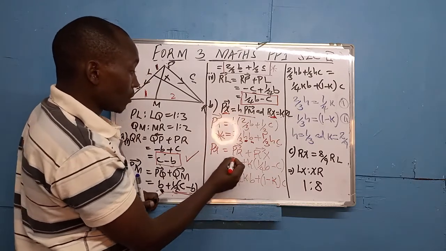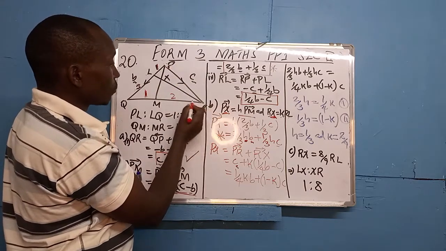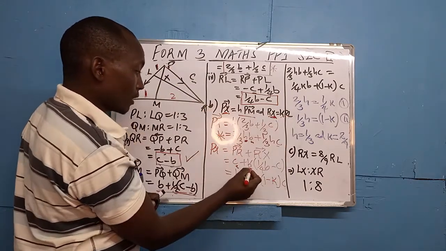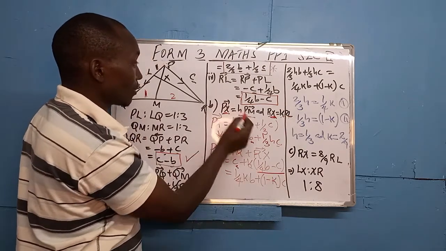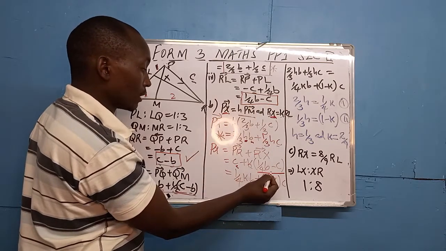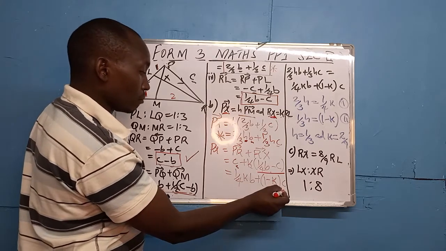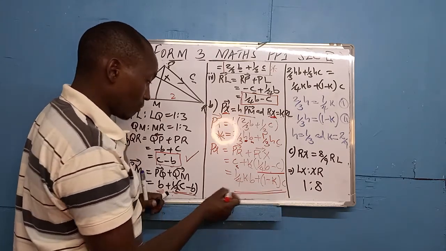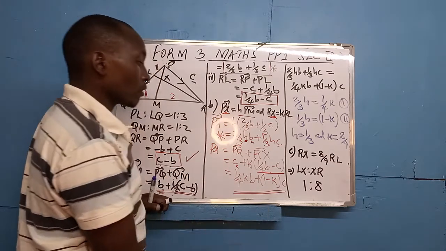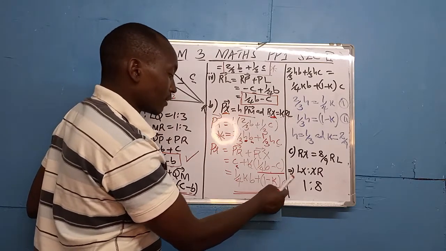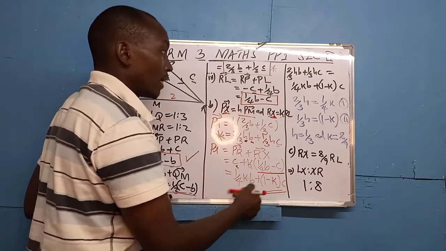Going ahead with that, PR we know is C. Then this one we know is K of RL. RL we already had here, so we only need to lift it from here and fix it here. We open the bracket, and simplifying, it will finally be equal to a quarter KB plus 1 minus K C. There is a step I've ignored, but if you simplify, finally you'll end up with something like that.